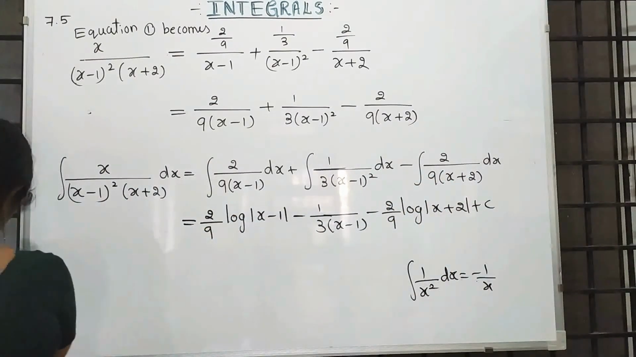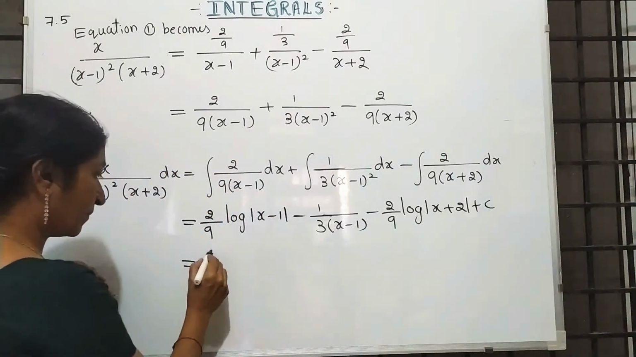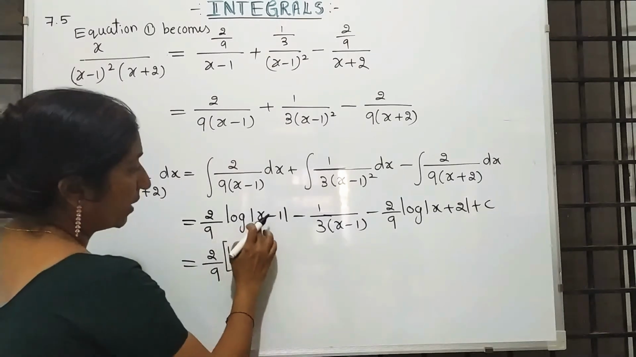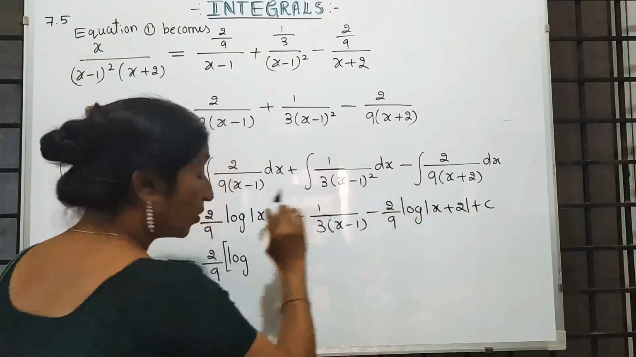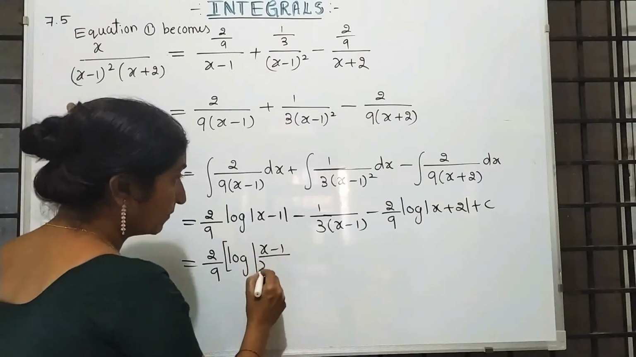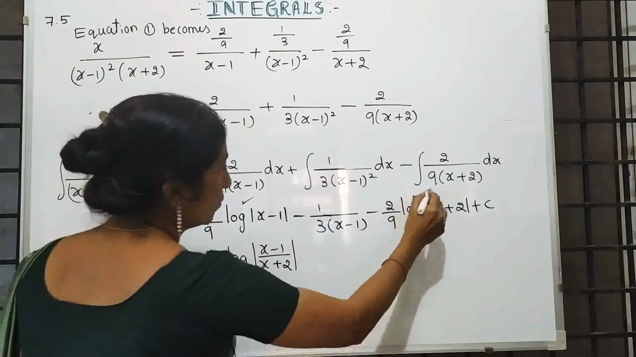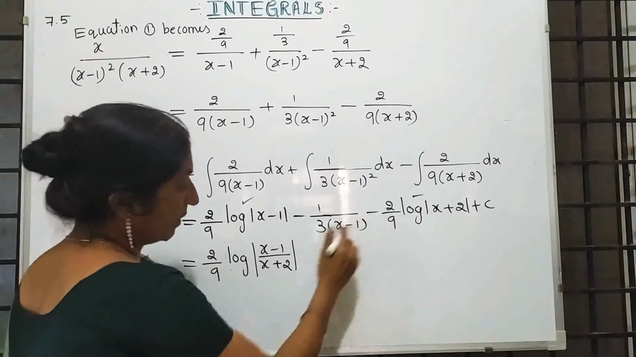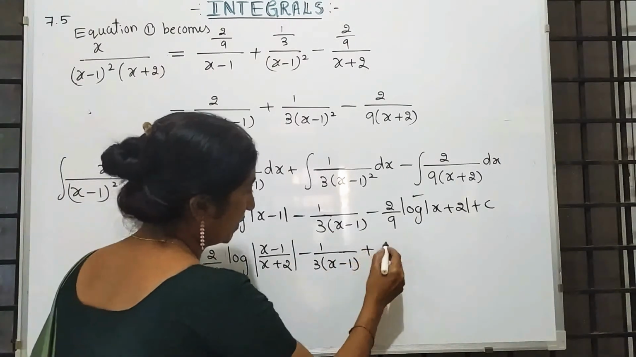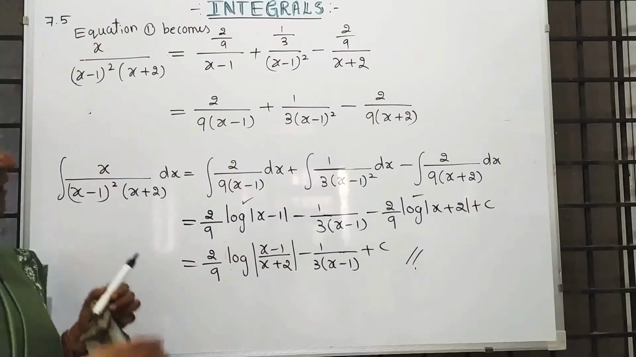See what you are observing. We are observing in the first and third term 2 by 9 common. Now what is remaining? Log x minus 1 minus log x plus 2. Log m minus log n is log m upon n. From here 2 by 9 common, this is plus, this is minus, minus 1 by 3 x minus 1 plus c. After this, moving to the next one, question number 9.